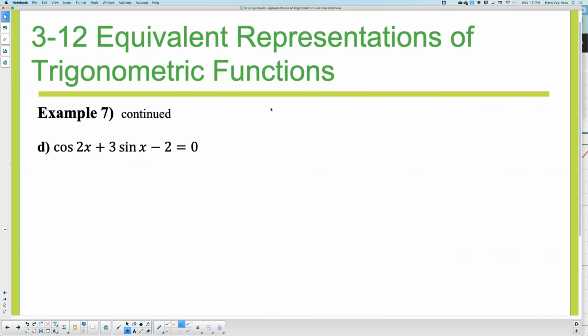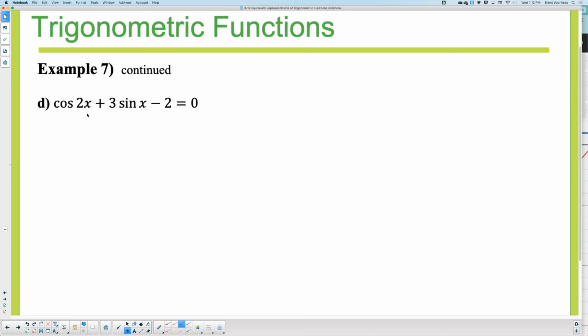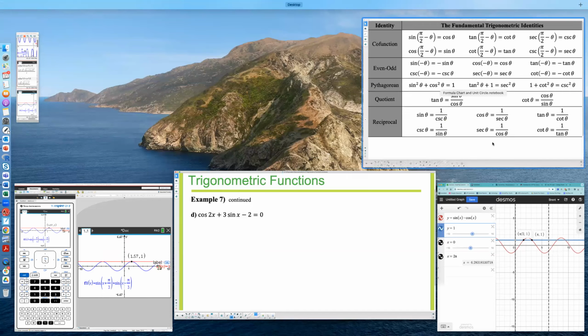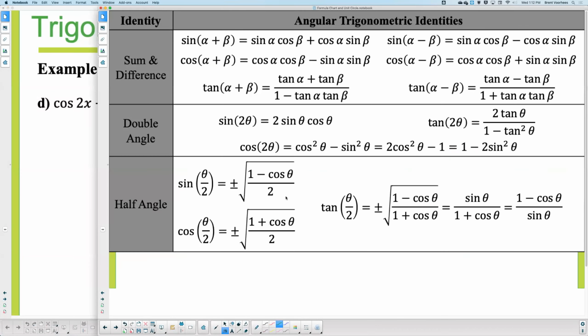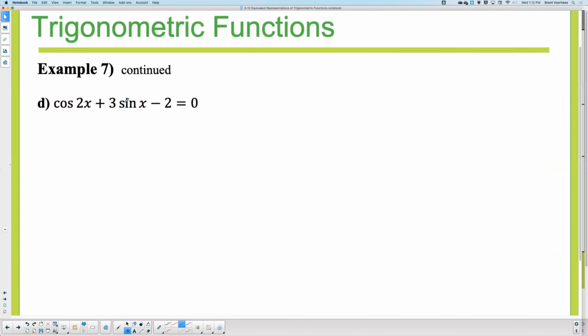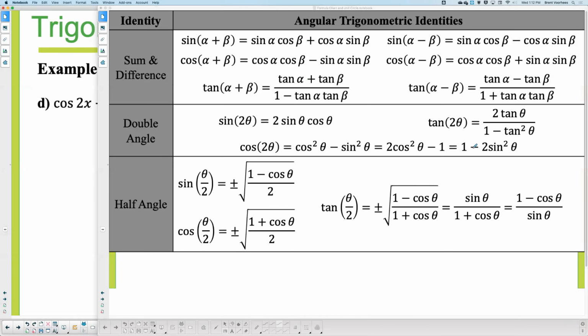All right, let's look at example 7D. Now, as I look at this one, I see I have a double angle, so I'm going to start there. According to our formula chart, if you went back in the packet, you would have the double angle for cosine as being cosine squared minus sine squared, or you could use 2 cosine squared theta minus 1, or you could use 1 minus 2 sine squared theta. Now that's the one I'm going to use. Why? Because I see I have a sine already. So I'm going to use the double angle identity shown right here. That's 1 minus 2 sine squared.